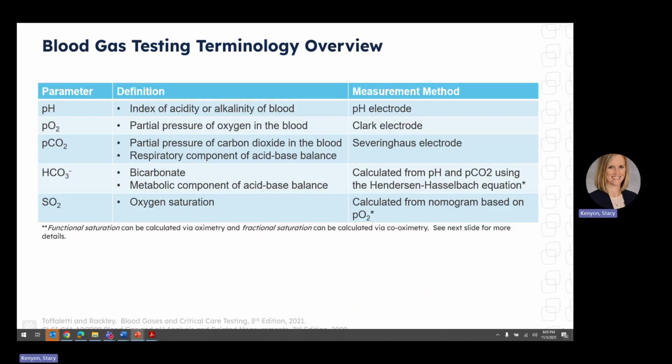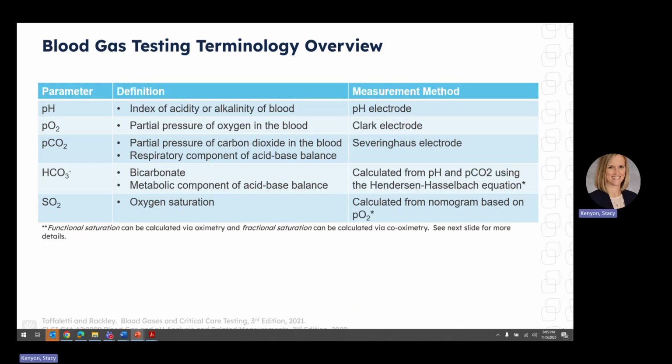pH is the index of acidity or alkalinity in the blood, while PO2 is the partial pressure of oxygen in the blood, and PCO2 is the partial pressure of carbon dioxide in the blood. PCO2 is also the respiratory component of acid-base balance. All three of these parameters are measured via electrodes.